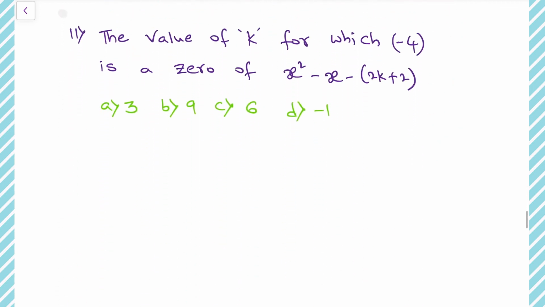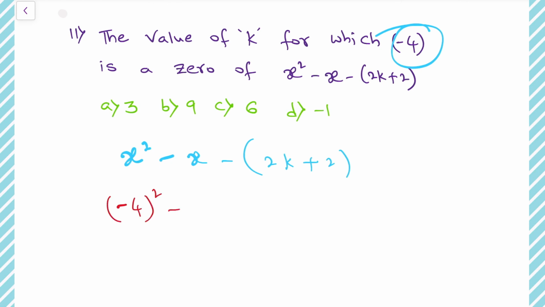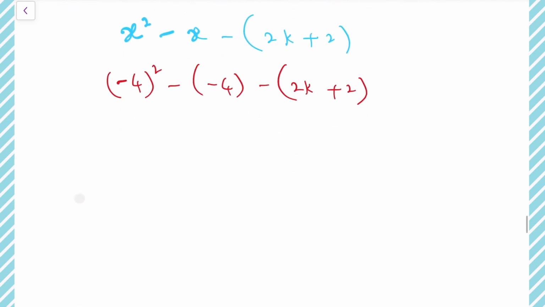The value of k for which minus 4 is a zero. Again same, in the place of x we need to substitute minus 4. So given the polynomial is x square minus x minus of 2k plus 2. Now in the place of x substituting minus 4: minus 4 whole square minus minus 4 minus of 2k plus 2. Minus 4 whole square is 16, minus into minus plus 4, minus of 2k plus 2. Make it equal to 0.